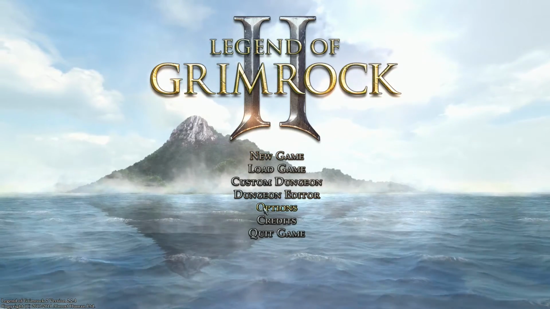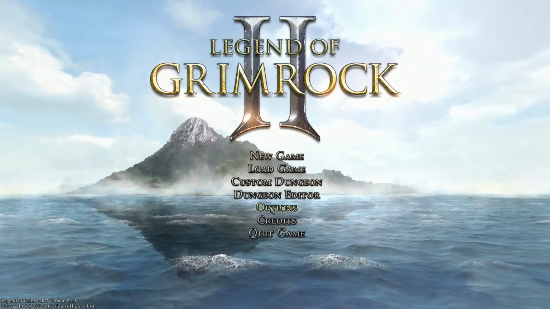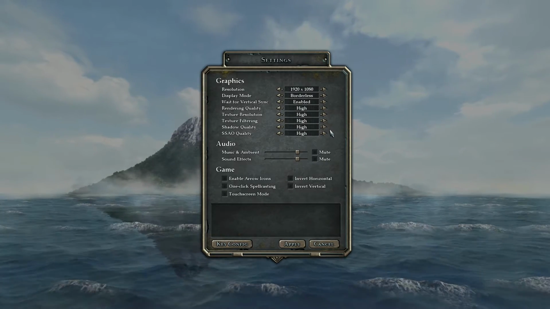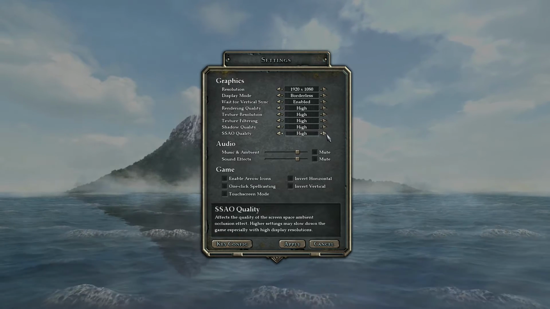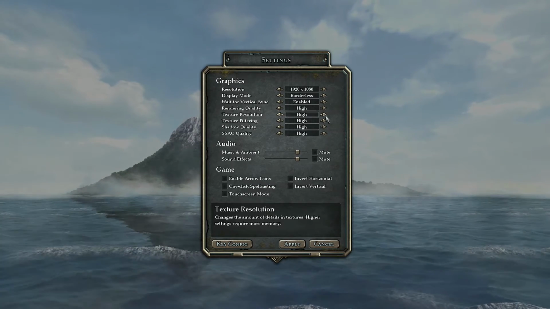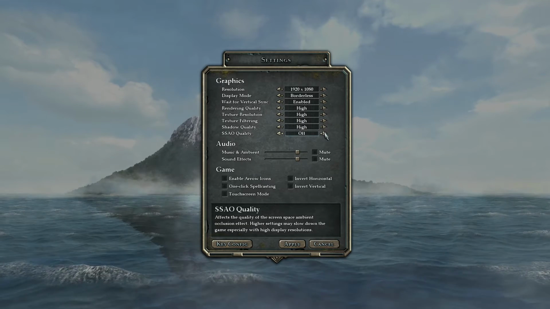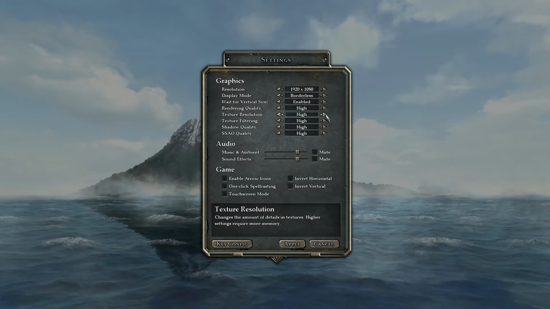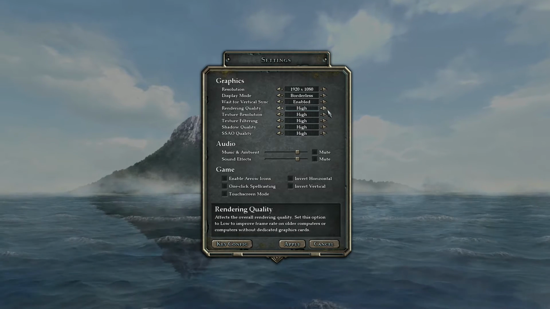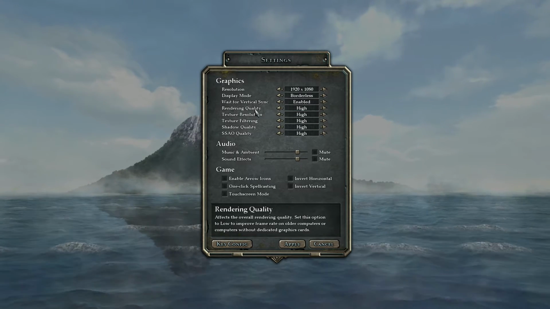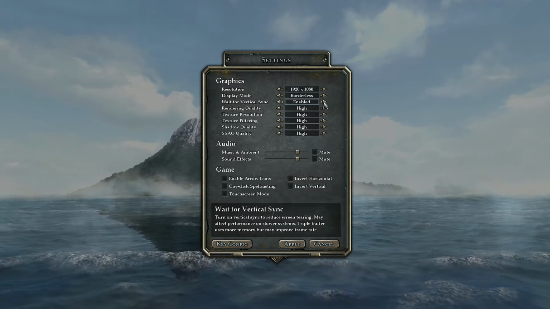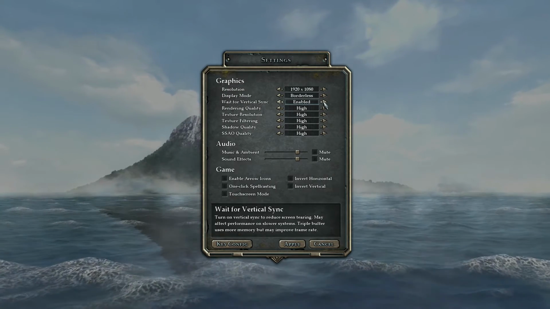So before we start, we're going to go ahead and look through some of the options we have here. As you see, this game is fairly well optimized like the first one. You can play with everything on high, and there seem to be about 3 settings for everything. For rendering quality it's only low and high. As for vertical sync, I'm going to actually play with that enabled.